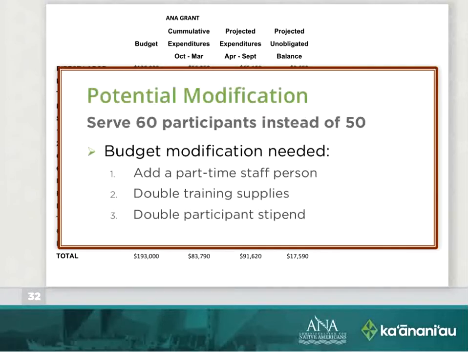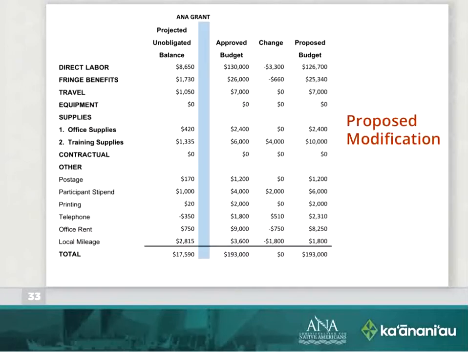So what I want to do is I want to serve 60 participants instead of my 50. I know I've got some money to put in the training supplies and stipends, but that's going to take, and it's taking more staff time. So I really want to do a modification that's going to add another part-time staff with that $17,000, double my training supplies, and double my participant stipends. That's what I want to do. And I can do it because I have the money to do it. So this is what I'm going to do. All right?